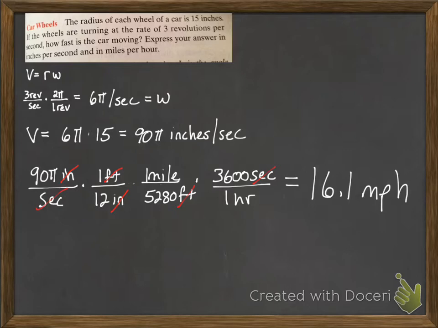Okay. Alright, hopefully again this example along with the other one helps you with understanding a little bit more about angular velocity and linear velocity. Okay, we very often have to make that conversion between revolutions to radians at some point in the problem. Okay?